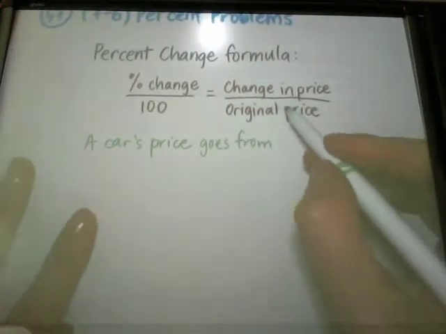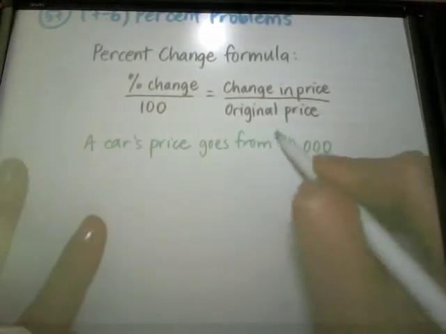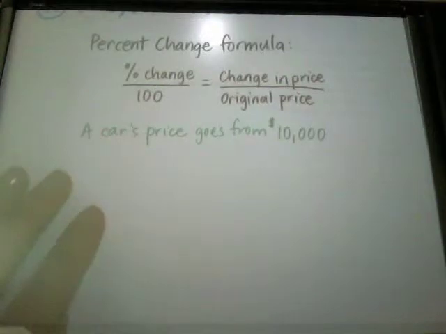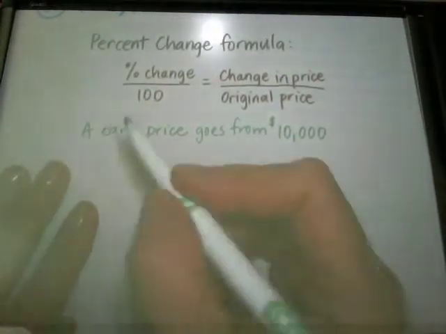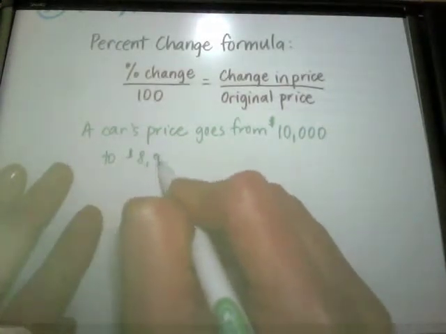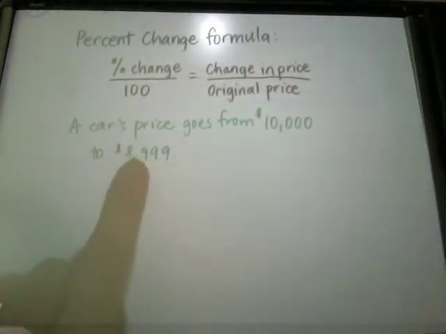A car's price goes from $10,000. Now this must be a really cheap car. You can't buy a new car for $10,000. You probably barely buy a used car for $10,000 unless it's really old. But I'm using the numbers from the book just so that I know the problem works out. A car's price goes from $10,000 to $8,999. Nice little trick you see. It looks cheaper because it starts with an 8, but essentially that's $9,000.